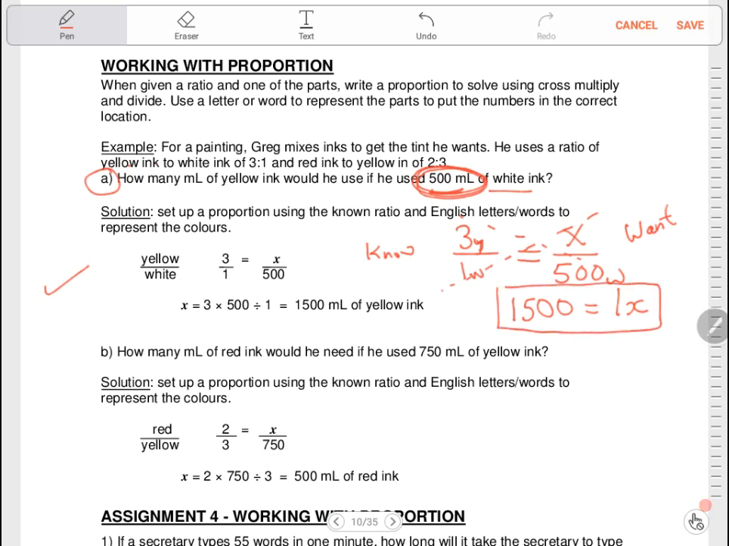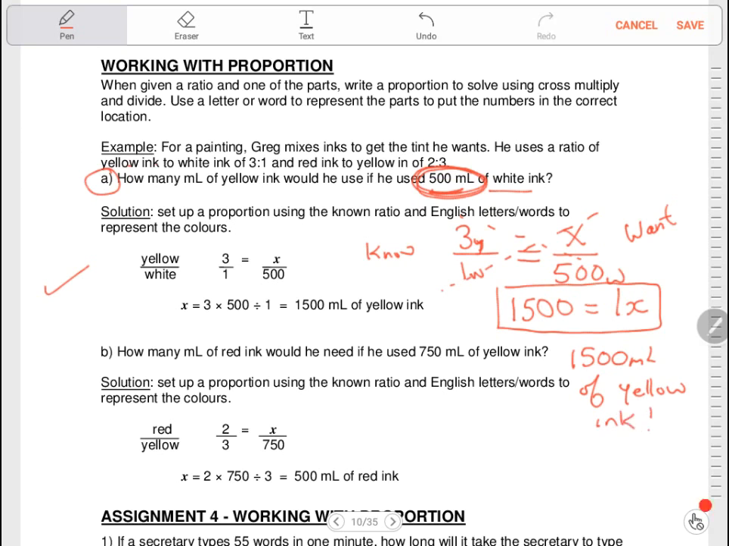Now, a lot of people will just leave the answer right there and they go, it's 1,500. Be specific though here, everybody. When you answer the question, it's 1,500. First of all, it's milliliters of what color ink was it? I believe it was yellow ink. You always want to put it together like that.